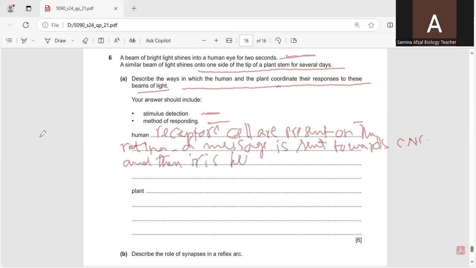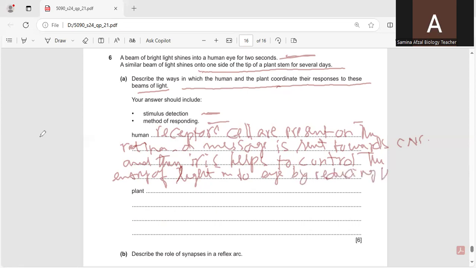And then the iris helps to control the entry of light into the eye by reducing the size of the pupil, because in this way the eye is prevented from damage.